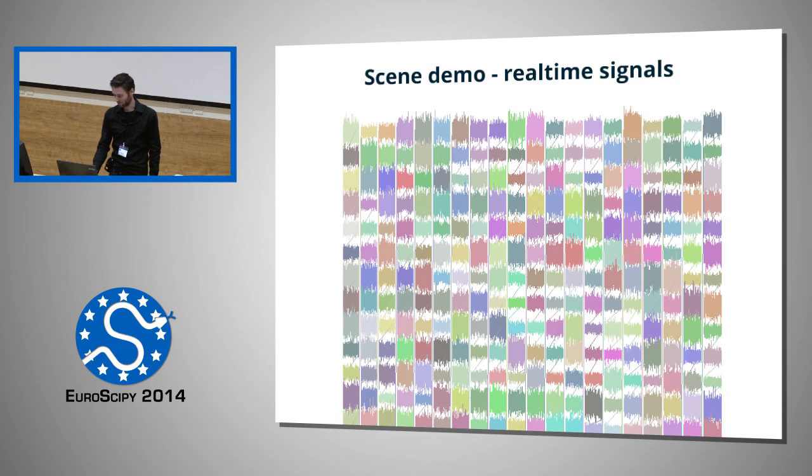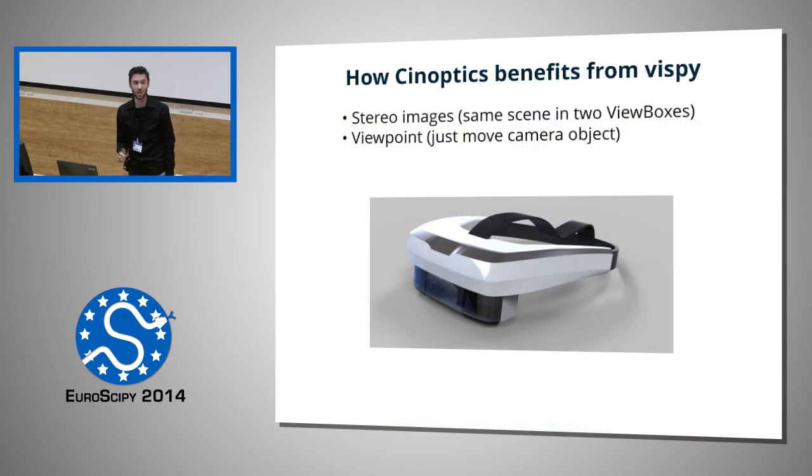So I work for a company called Cinoptics, and they build head-mounted displays for virtual and augmented reality. One of the benefits that vispy brings for us is that the way in which the scene graph is designed makes some things quite easy. For instance, because every entity can have multiple parents, we can have one view box for the left eye and one for the right eye, where we don't have to duplicate the scene that we're visualizing, because it's the actual same scene, present in both view boxes at the same time.